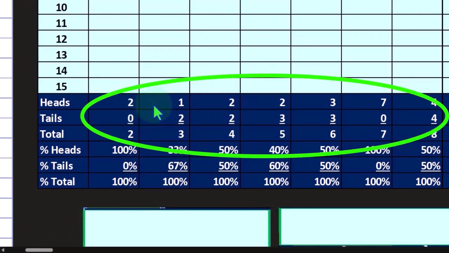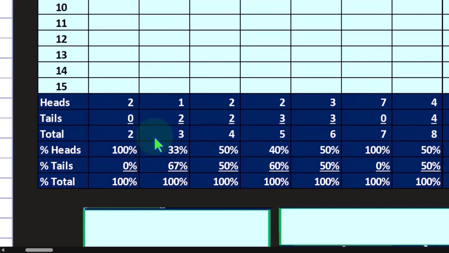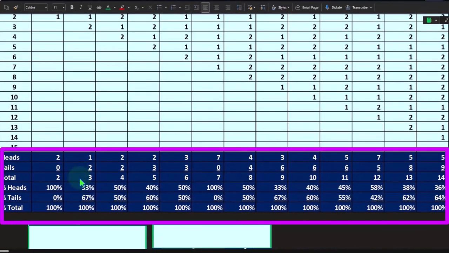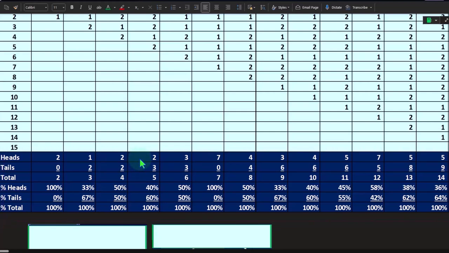In this case, we have 3. It happened to come out 1 heads and 2 tails. So 1 divided by 3 is 33% about, and 2 divided by 3 is 67%. In this case, we flipped it 4 times. It happened to come out 2 heads, 2 tails, which is 50-50. And this one, we flipped it 5 times, 2 heads, 3 tails, and so on and so forth.